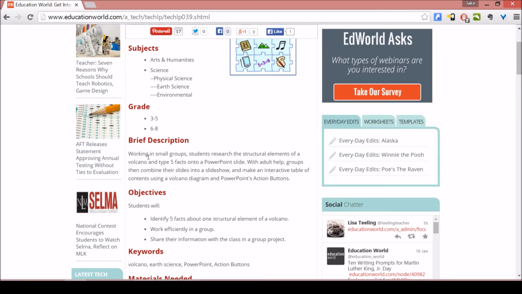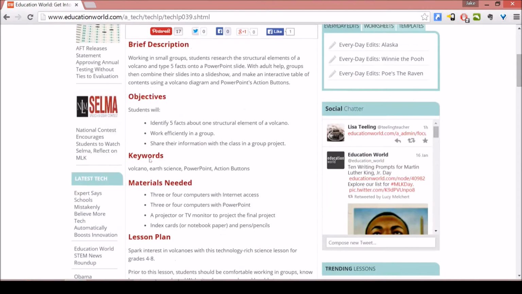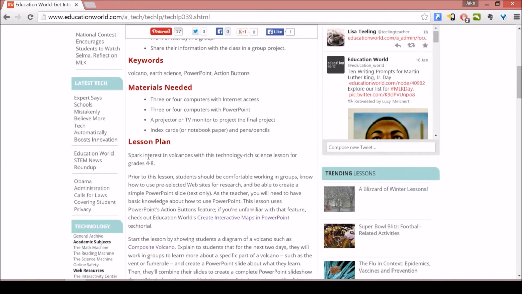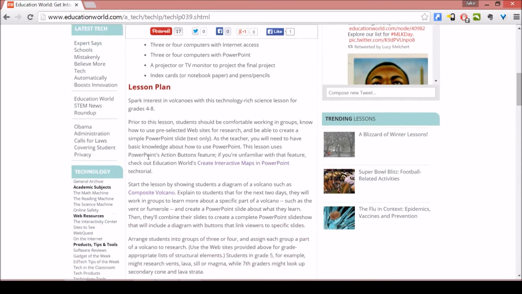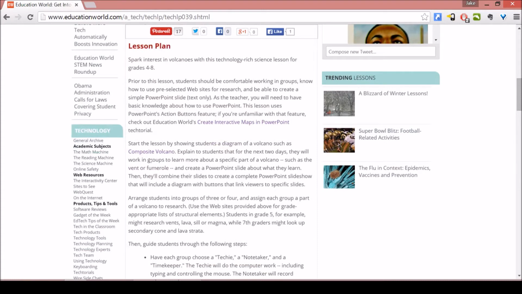The lesson is really pretty straightforward, and it's something I would call a typical lesson that many teachers feel is a technology-rich lesson. It starts with the teacher providing an overview of volcanoes, kind of direct instruction. Then the teacher explains that the kids will be making a PowerPoint of different parts of a volcano. So the teacher divides the students up into groups, assigns each student in the group a role. The 3 roles, I believe, are techie, note taker, and timekeeper.